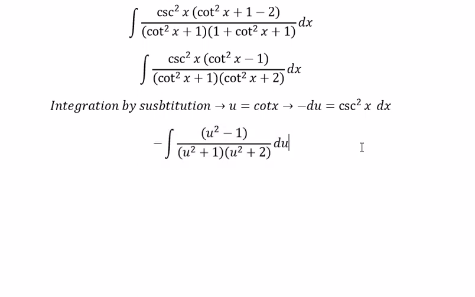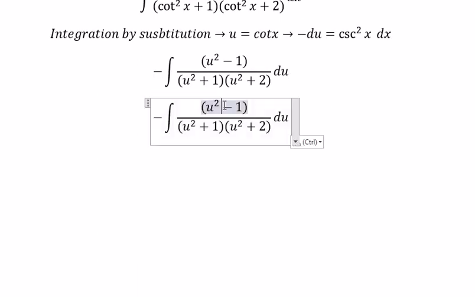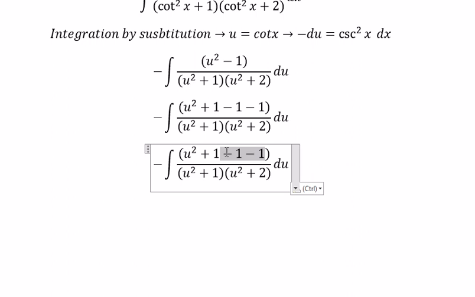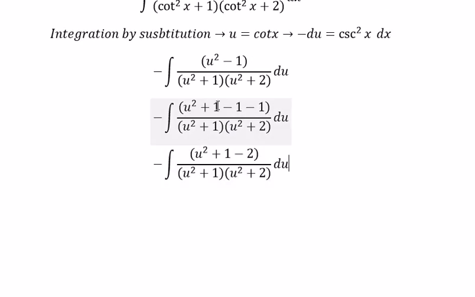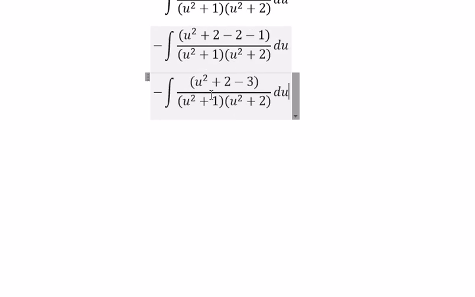Next, we add number 1 in here. So then we need to minus number 1. Negative 1, you get negative 2, u square plus 1 divided by u square plus 1. Or maybe we can change it a little bit. So we don't need to add number 1, we add number 2. So that's a negative number 2. So this is negative number 3, u square plus 2 divided by u square plus 2.